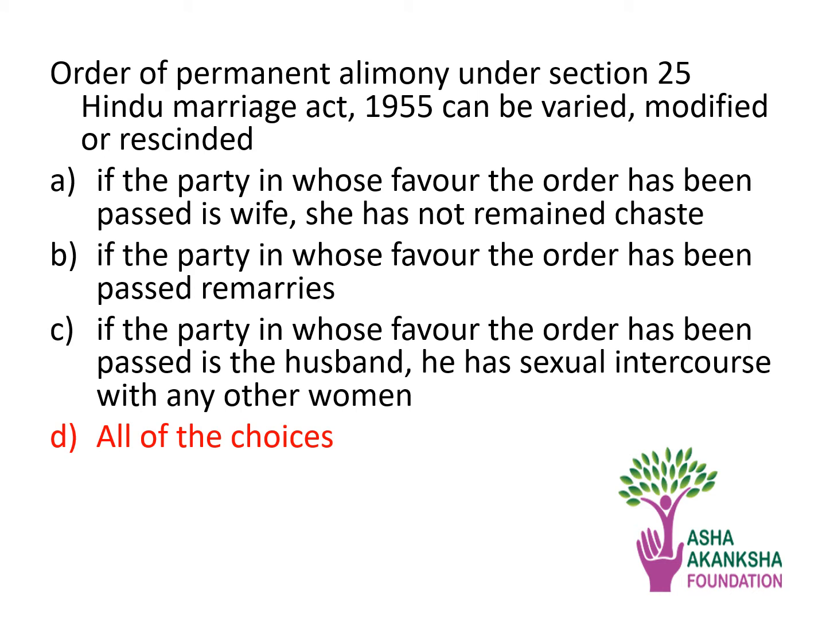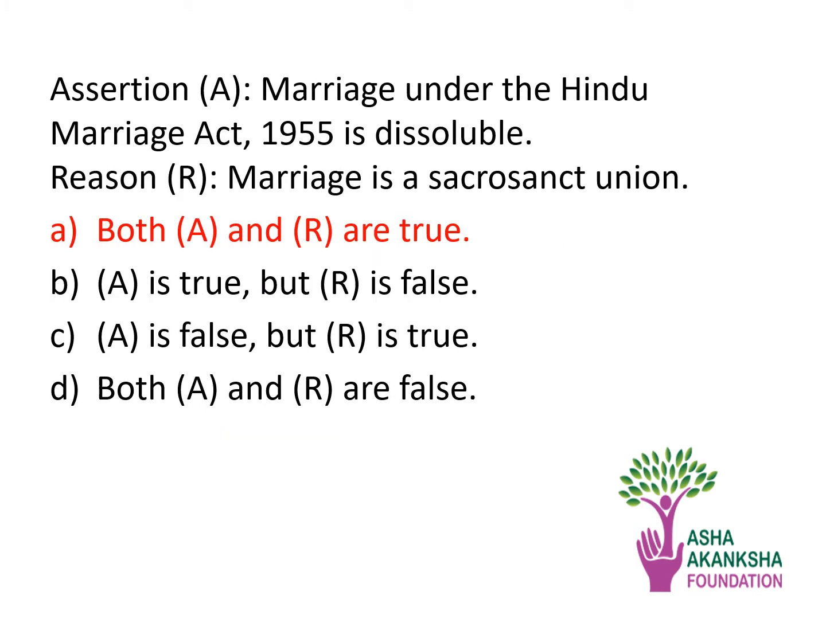Next, the order of permanent alimony under Section 25 of the Hindu Marriage Act can be varied, modified, or rescinded. So all of these statements are correct. Now let's see. If the party in whose favor the order has been passed is the wife, she has not remained chaste. If the party in whose favor the order has been passed remarries. If the party in whose favor the order has been passed is the husband, he has sexual intercourse with any other woman.